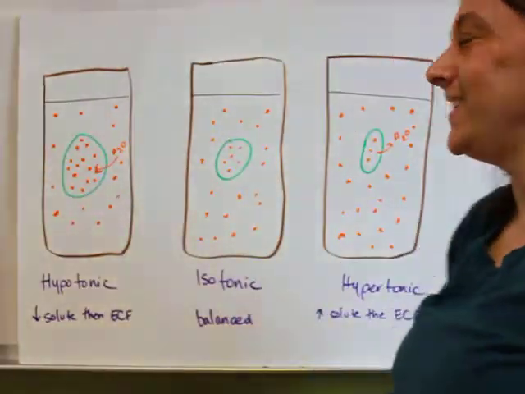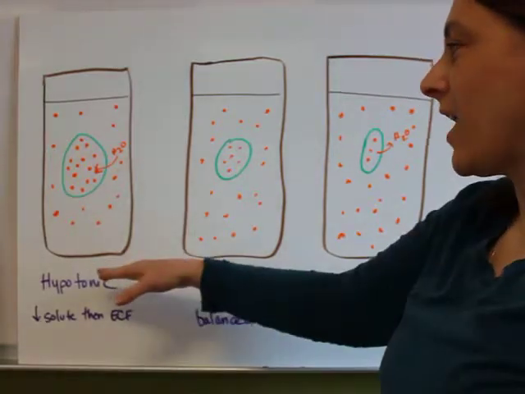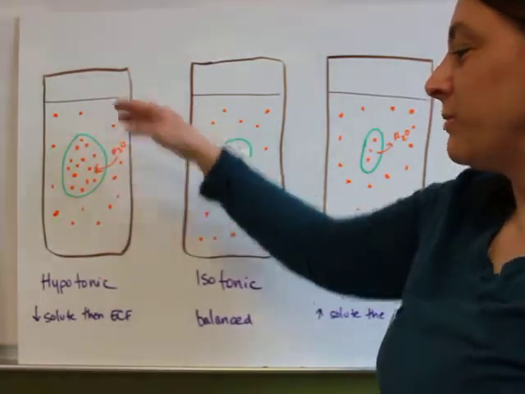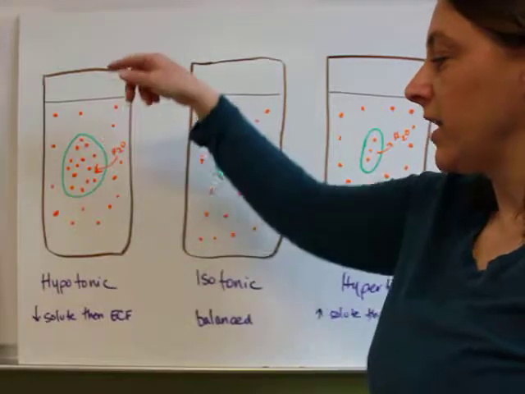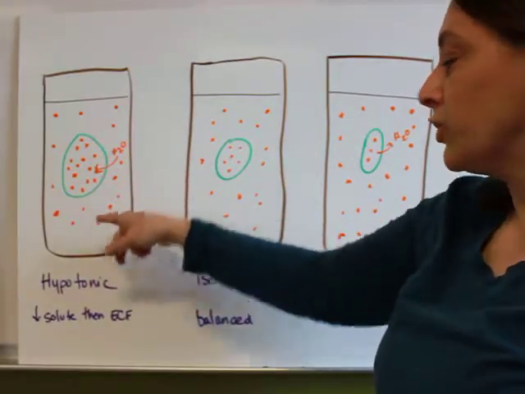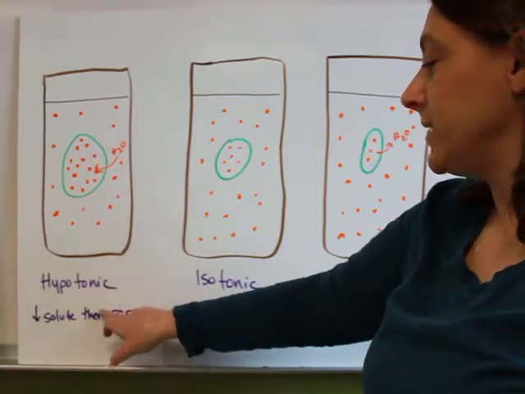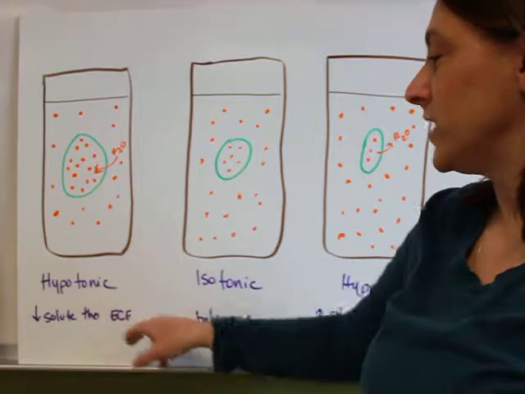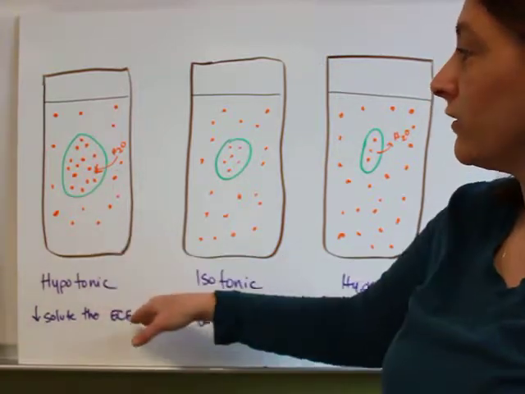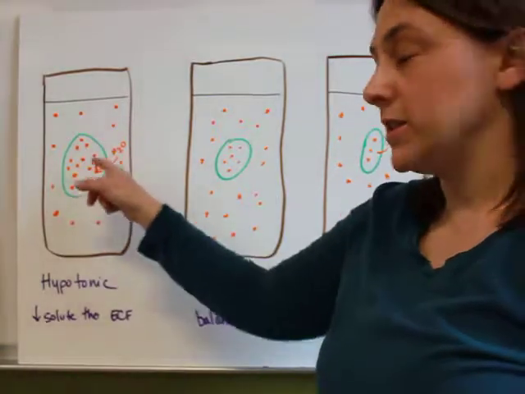And just to add in, because I know how much you guys really like talking about this, we have hypotonic solution. Basically when you have hypotonic, there is a decreased amount of solute in the extracellular fluid. So basically water is going into the cell, so it's enlarging.